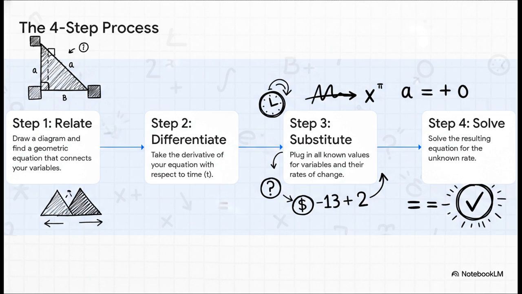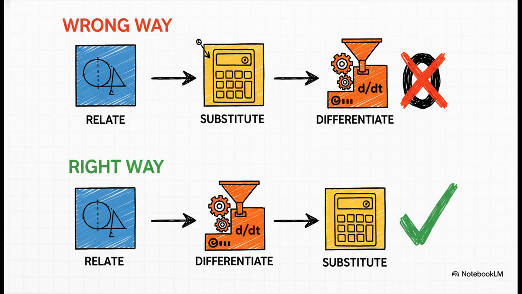Step 2, differentiate. Take that entire equation and hit it with a derivative with respect to time. Step 3, now, and only now, can you plug in all the numbers you know. And finally, step 4, just do the algebra and solve for the rate you were looking for. Okay, I've got to call a timeout here for the single biggest mistake people make.